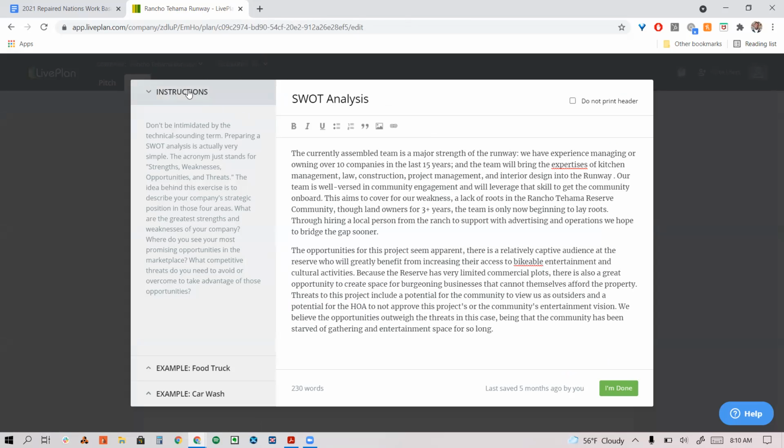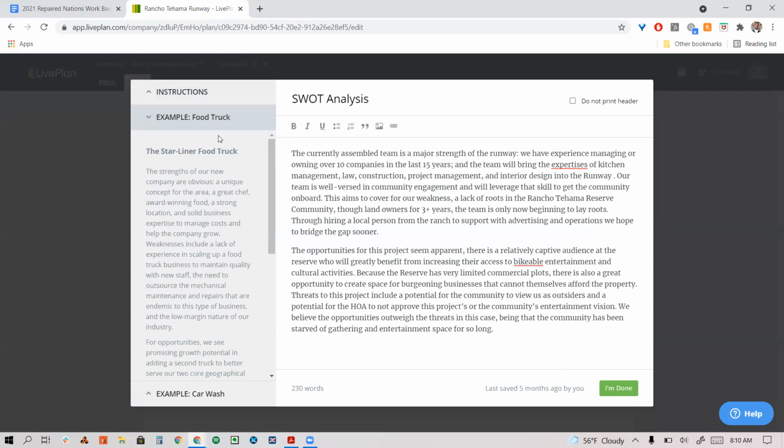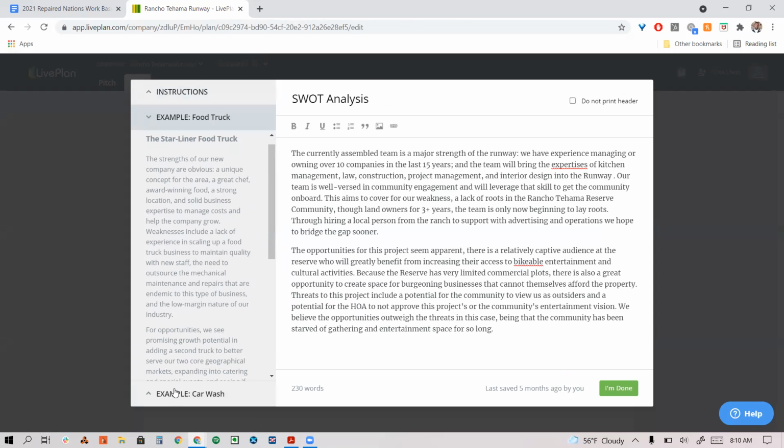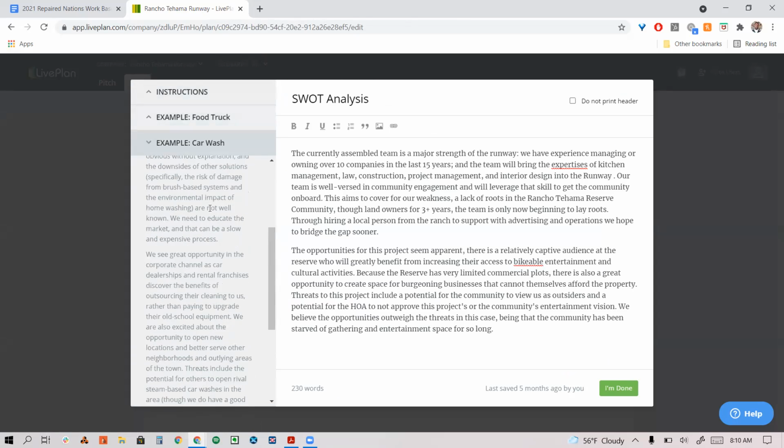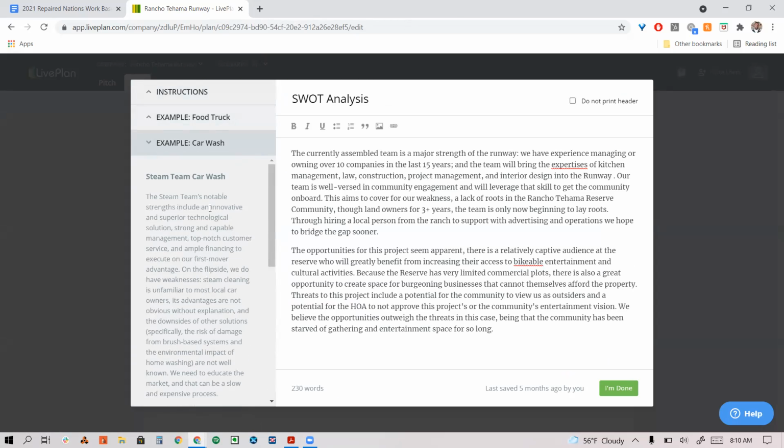So if you see here on the left, there's a place for instructions where they talk about what a SWOT analysis is. And then they'll also give you examples. This one's from a food truck. Then there's another one from a car wash. So it's just all right there for you, which is why I really like it, because you don't have to search around trying to find examples or figure out how to structure this thing. They just give it to you.